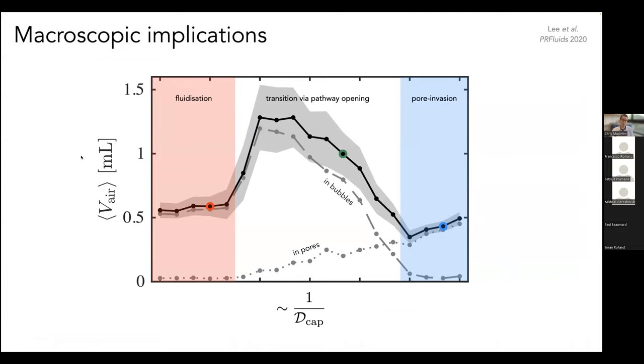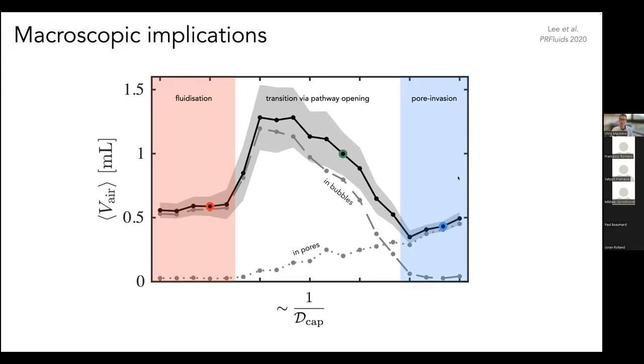And so this is a plot of the average air volume in the flow cell as a function of time. So I'm showing you several different things. The things I want you to focus on are the solid black line, which is that average air volume, and then the gray band around the black line. So the gray band is a measure of the fluctuations. So it's sort of the size of the venting events.